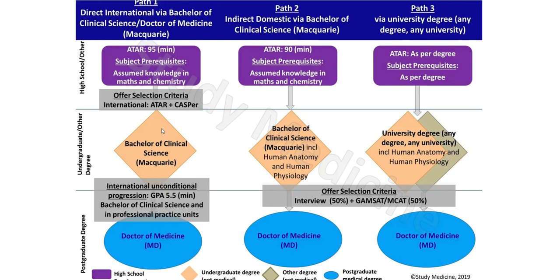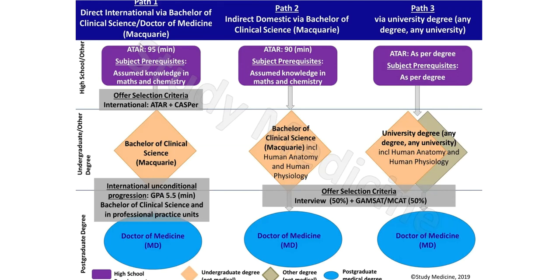Now, selection through into the Bachelor of Clinical Science and then straight through into the Doctor of Medicine degree actually takes place at the early stage when you're trying to get into the Bachelor of Clinical Science undergraduate degree.